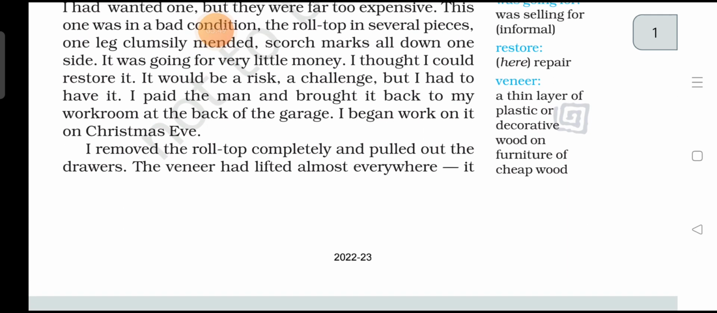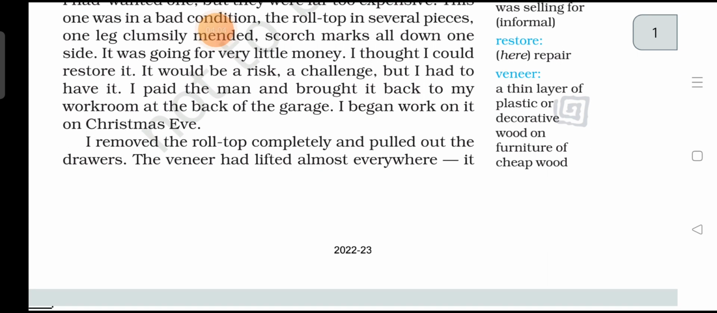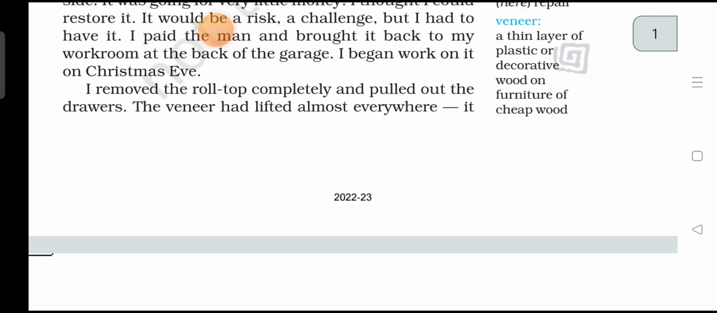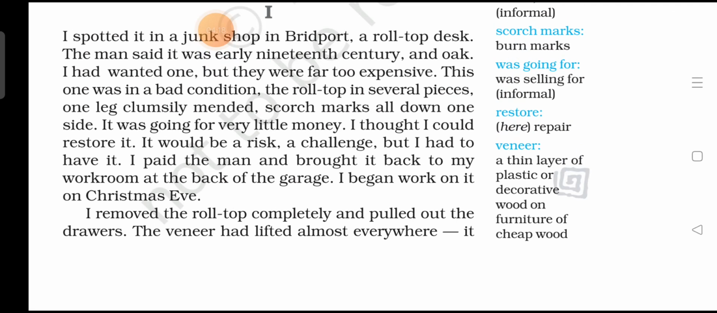And the writer has taken a big challenge or a risk, I can say, but the writer wanted it very badly. He wanted that roll top table. And the writer paid the man whatever money he needed and brought it back to my workroom. Means the writer brought it to his workroom, in which he repaired things like the table and whatever else.